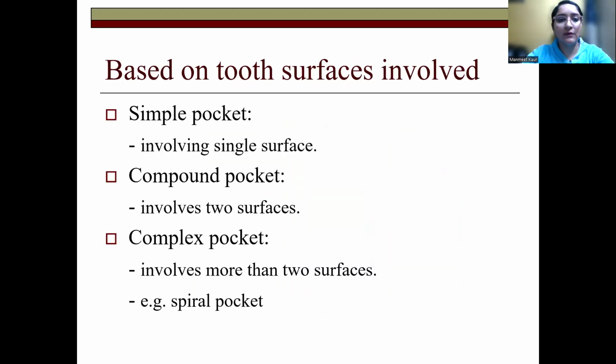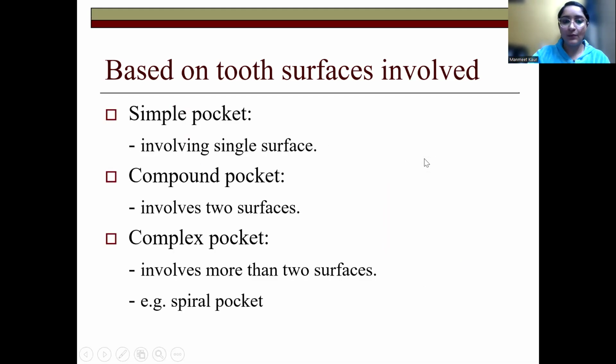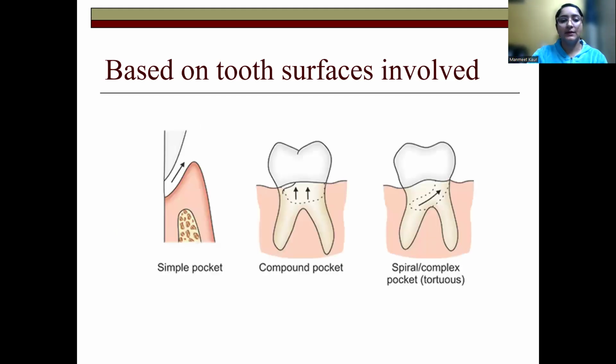Based on the tooth surface involved, there are three types of pockets: simple, compound, and complex. A simple pocket involves only one surface. The compound pocket involves two surfaces, more than one surface, like the mesial surface and the distal surface involved. What is a spiral pocket? A spiral pocket starts from one surface and ends on the other surface. So it involves more than two surfaces, and is a complex or a spiral pocket.